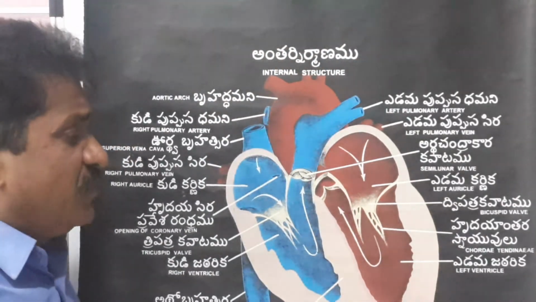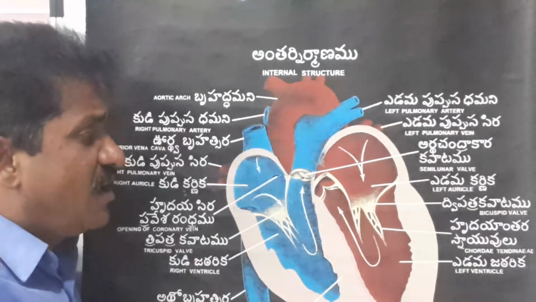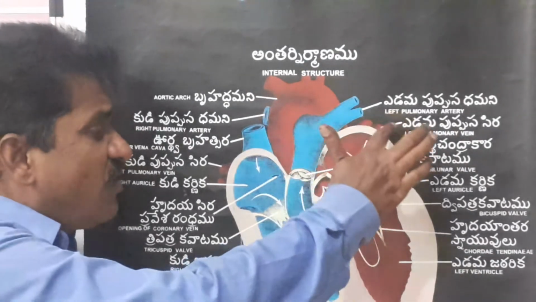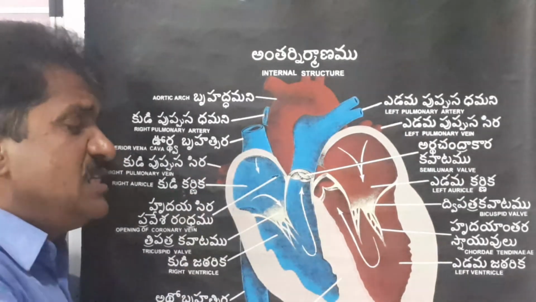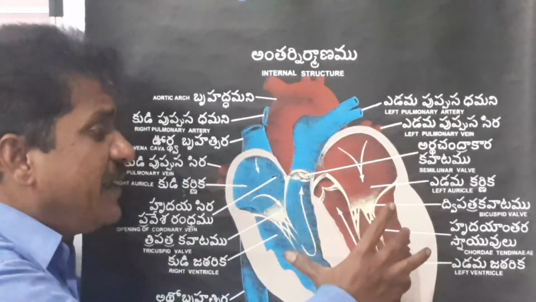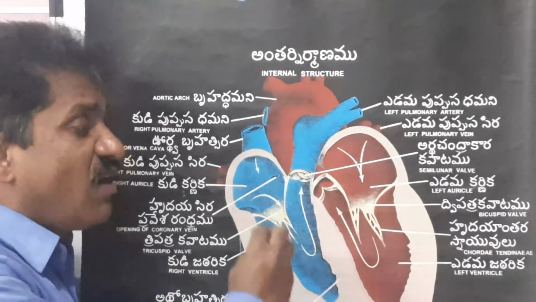So this is the internal structure of the heart, children. The walls of the heart contain coronary arteries. These coronary arteries supply blood to walls of the heart, children.